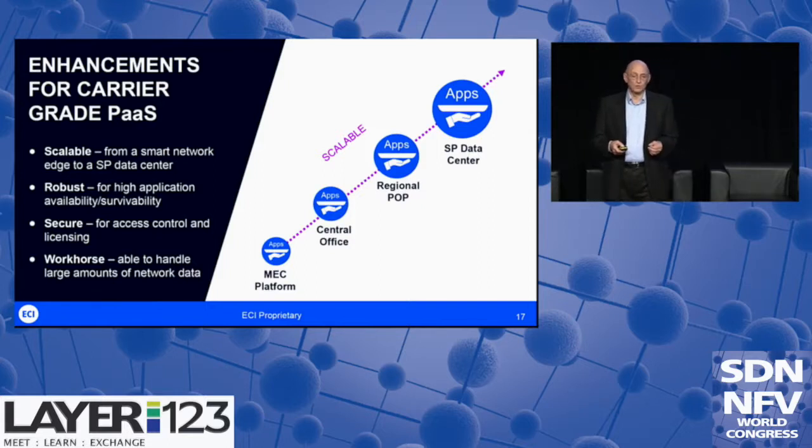And then finally, it needs to be a workhorse. There's lots and lots of data coming from the network, and not all this data needs to make its way into the applications. The PaaS needs to support a whole set of resources to pre-process this data so that it can be analyzed in a more efficient manner by the application sitting on top of it.